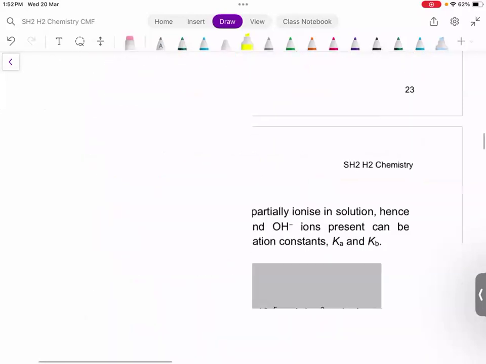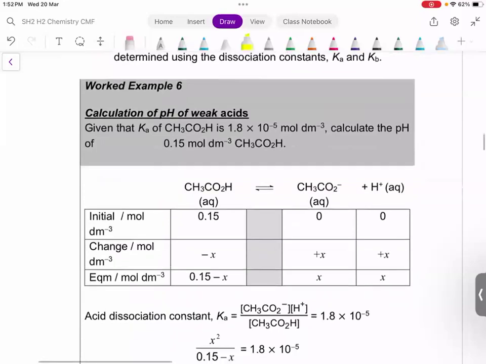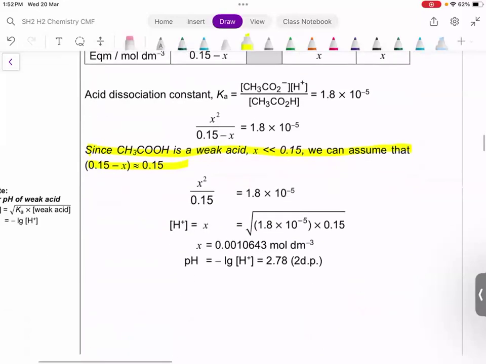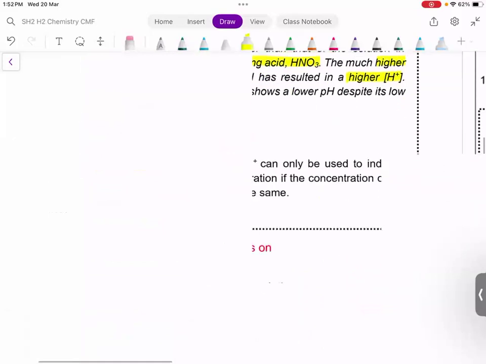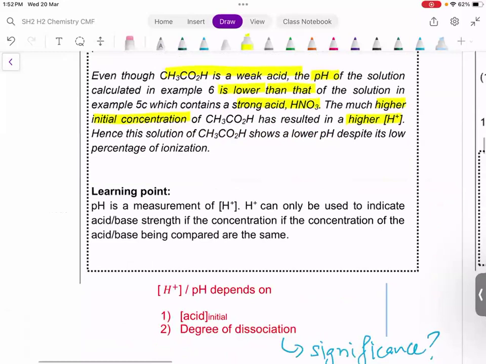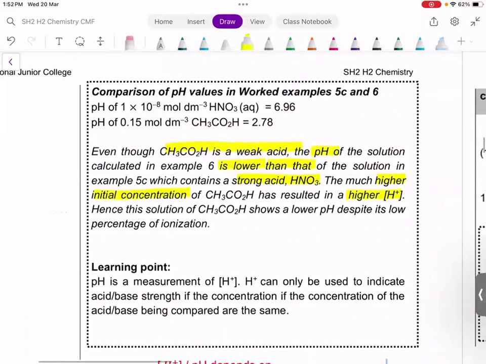Okay, so let's move on to the next part. This part I will not go through with you because this is not the first time you look at the ICE table, so you can look at it yourself. I just want to highlight the use of this. There's this calculation over here, a comparison made between example 5C and 6.